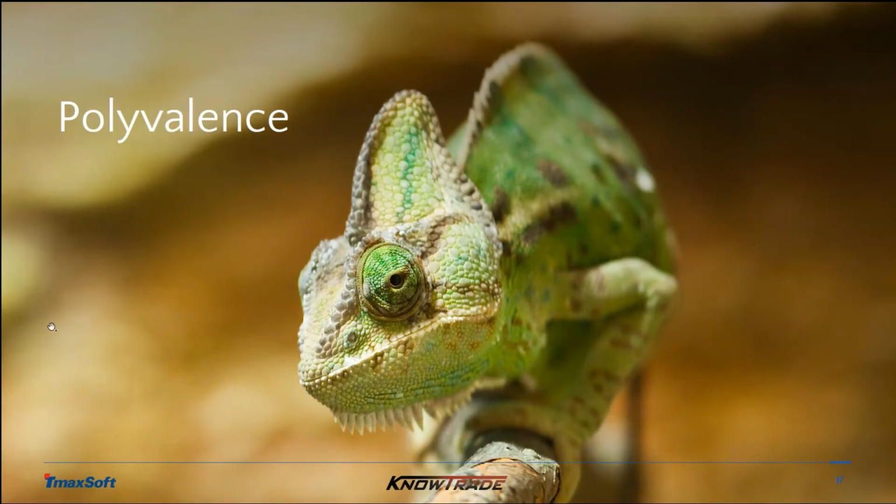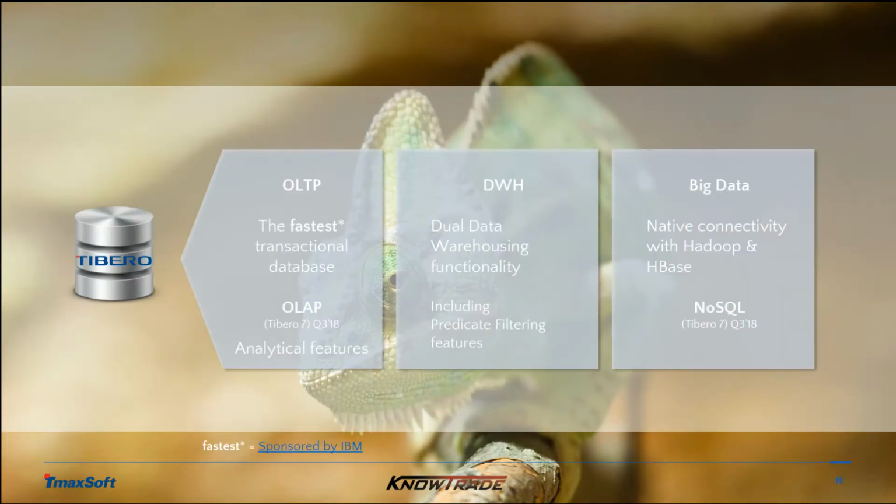Another trait is the polyvalence. As we can see, it's not only that we are doing transactional work, where we know that Tibero is very fast. Indeed, we have in this link a white paper from IBM, where IBM is saying that it's at least 4 times quicker than any other database, including IBM DB2.